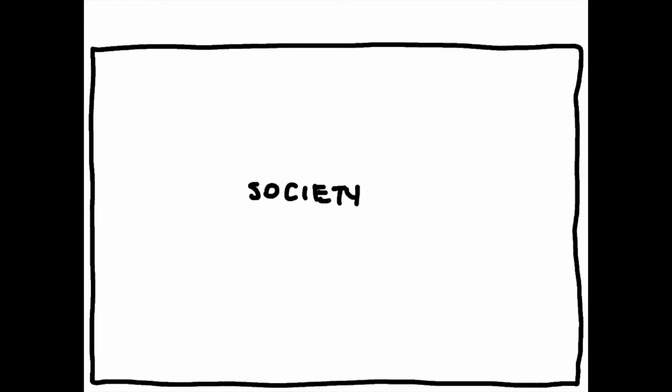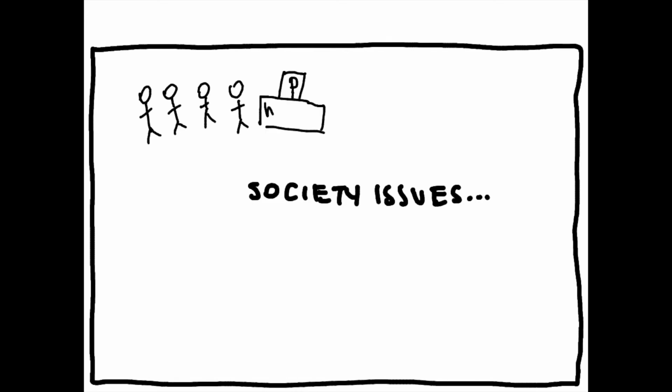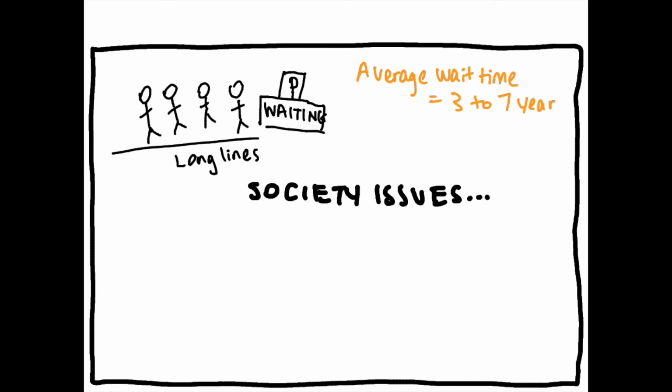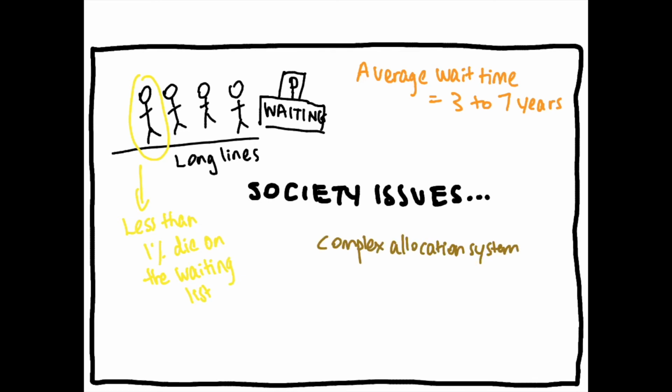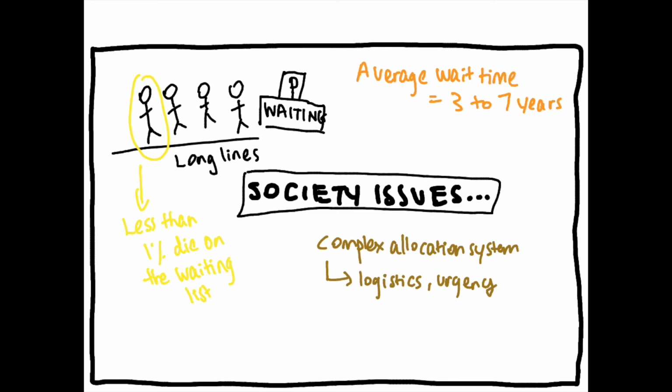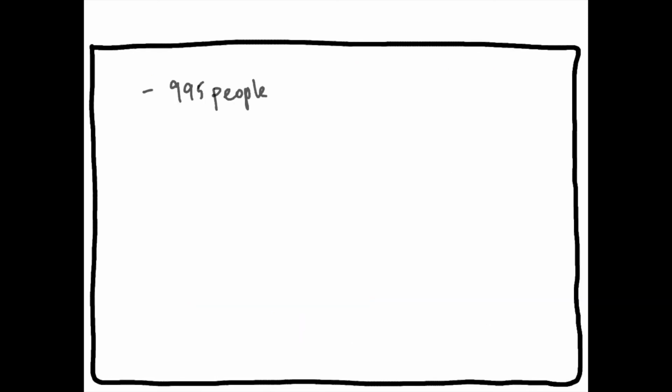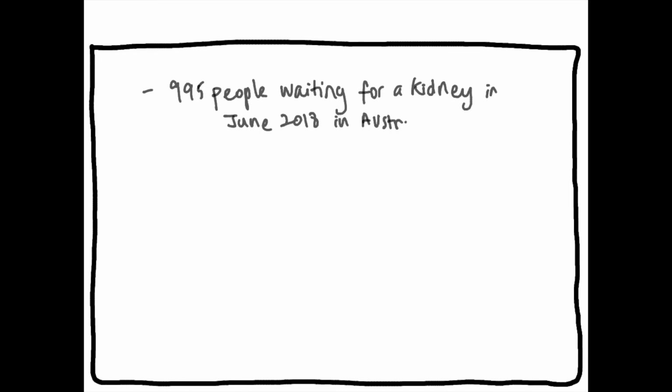Despite the benefits from kidney and organ transplants, there are still long waiting times for people in need of a kidney. Average waiting times range anywhere between 3 to 7 years. In the meantime, they must undergo dialysis quite frequently. Luckily, less than 1% of people die on the waiting list. There are complex allocation systems that take into account transport logistics and various other factors such as urgency. In Australia, there were 995 people waiting for a kidney in June 2018.